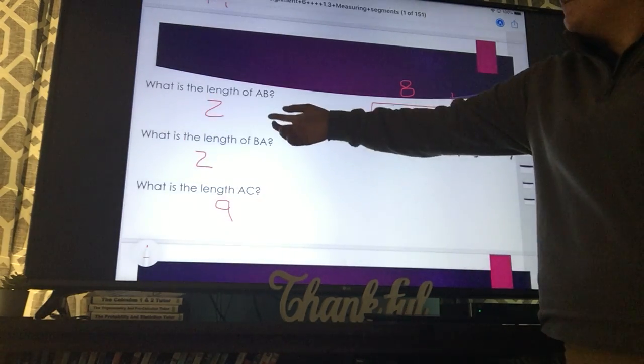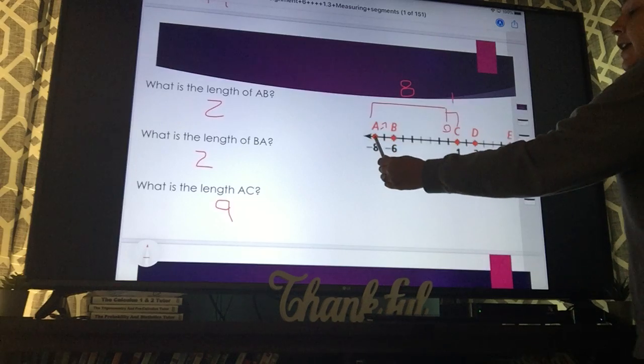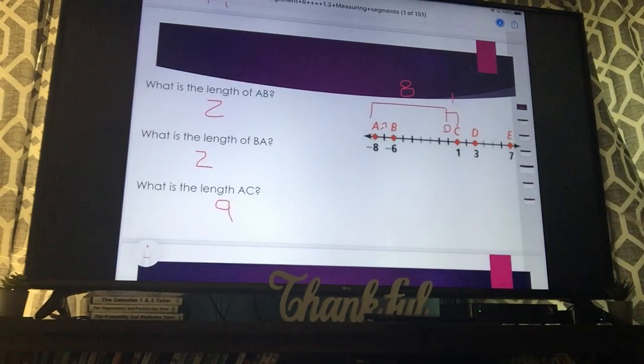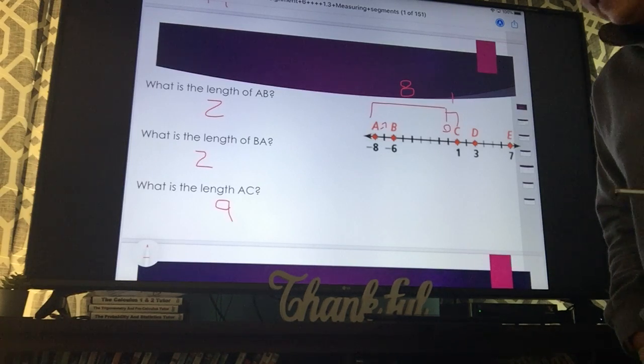And you could even do the same thing with AB. So start out at A and start counting. 1, 2. I made it to B. Okay, so you don't even have to do it necessarily a fancy way. If you just straight up wanted to count with your finger on the number line, you totally can. Okay.